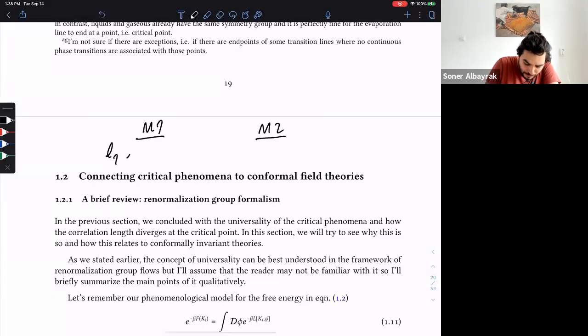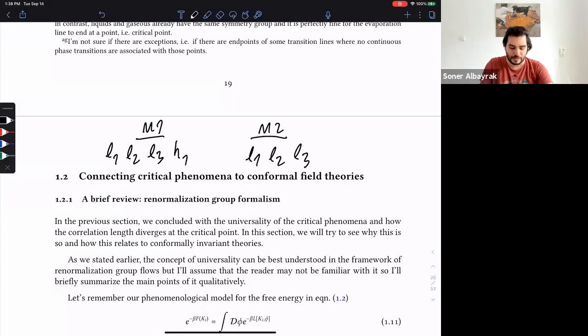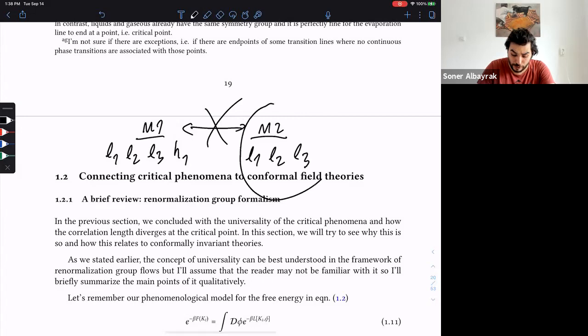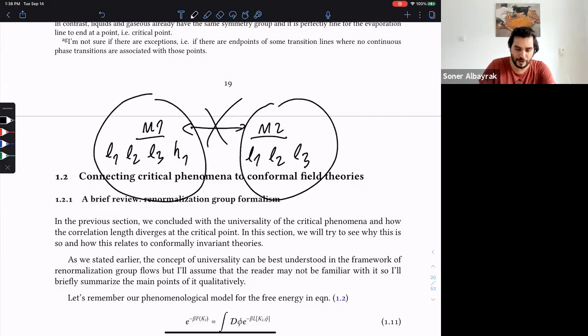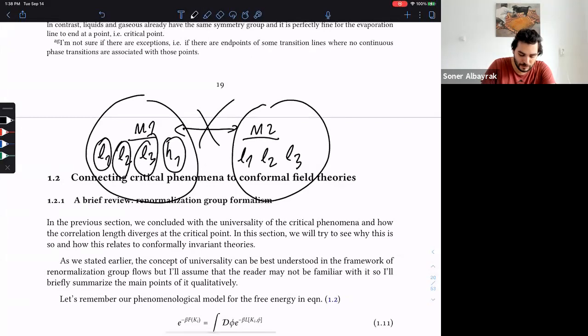M1 has 3 light particles, L1, L2, L3, and 1 heavy particle. And M2 has 3 light particles only, the same light particles, L1, L2, L3. Now, if you are at low energies, you cannot distinguish these two theories. You can never know whether this is the correct theory or this is the correct theory, because the effect of the existence of this heavy particle can be absorbed into coupling coefficients of these light particles. So they will have different coupling coefficients, sure, but they will explain the phenomena nevertheless.